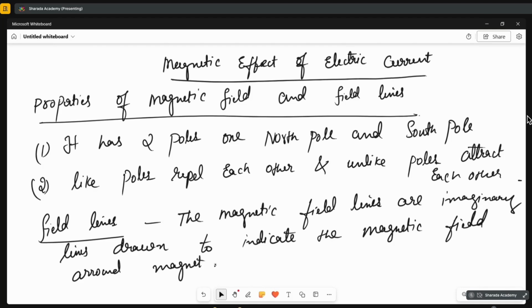So Naina, can you see the screen? Yes, ma'am. Okay. So magnetic field lines are imaginary lines drawn to indicate the magnetic field around the magnet. Right. The magnetic field lines, properties of magnetic field lines.